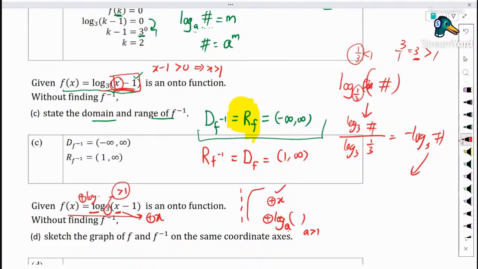Next, identify the asymptote, the dotted line here. So this asymptote will be, I'm taking x minus 1 equal to 0, so x equals 1.